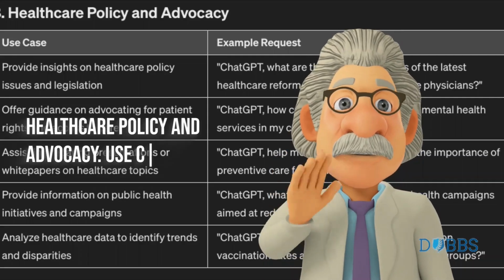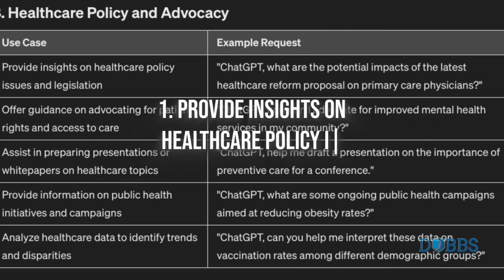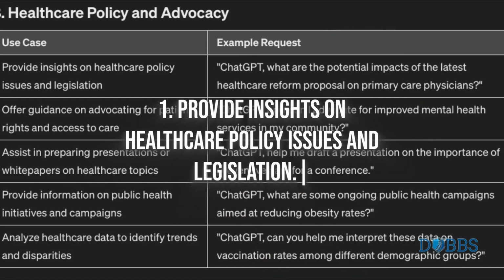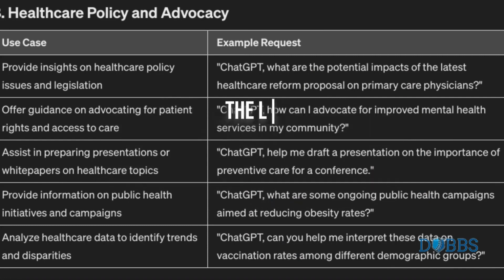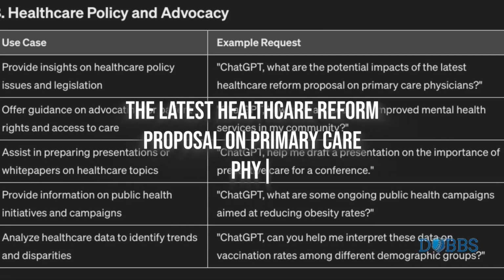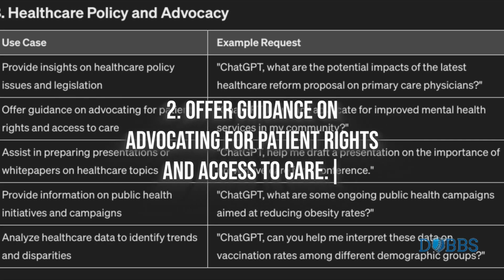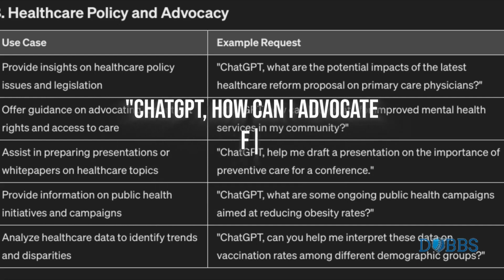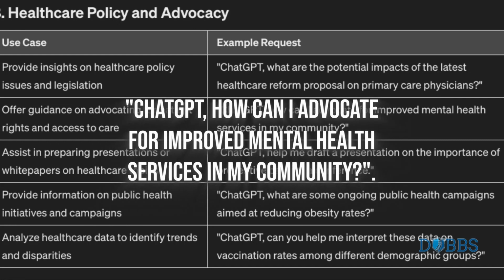Healthcare policy and advocacy. Use case examples. 1. Provide insights on healthcare policy issues and legislation. ChatGPT, what are the potential impacts of the latest healthcare reform proposal on primary care physicians? 2. Offer guidance on advocating for patient rights and access to care. ChatGPT, how can I advocate for improved mental health services in my community?